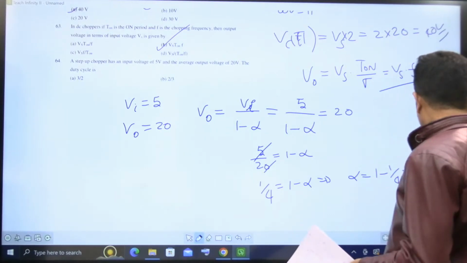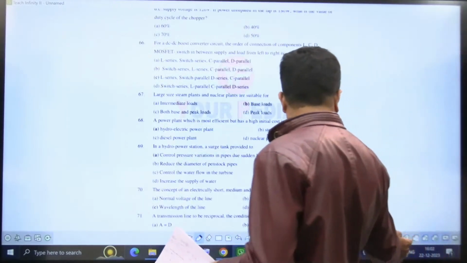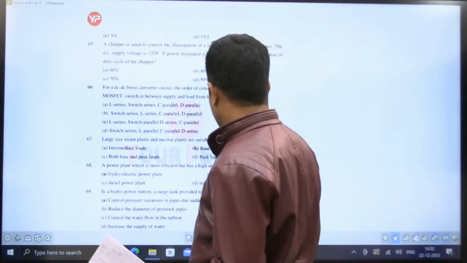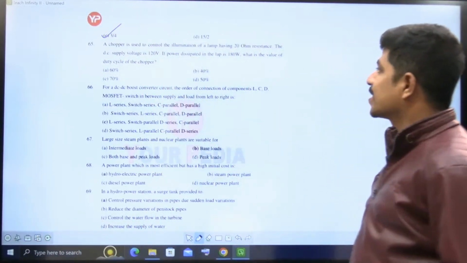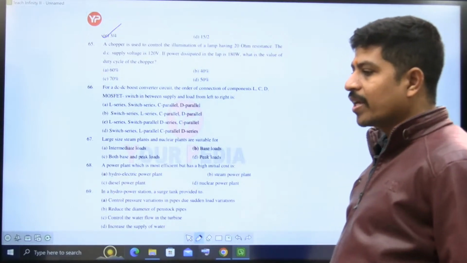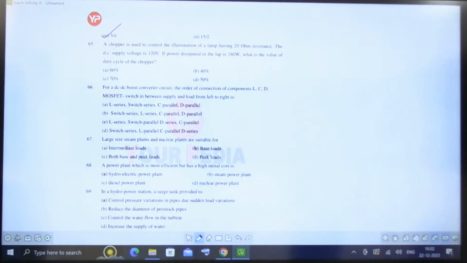A is wrong, B is wrong. Let's go to C and D options which are on this page. So option is C, right? Option is C. Read question number 65 carefully.